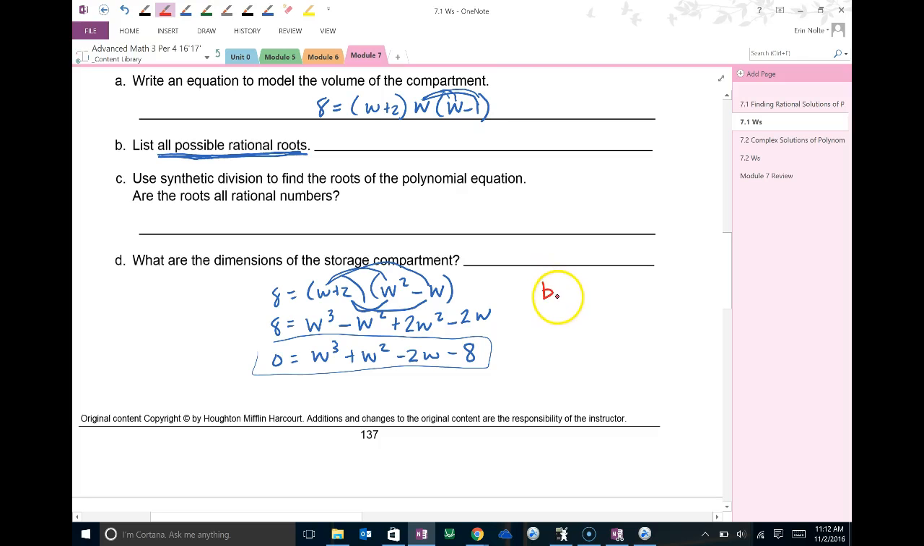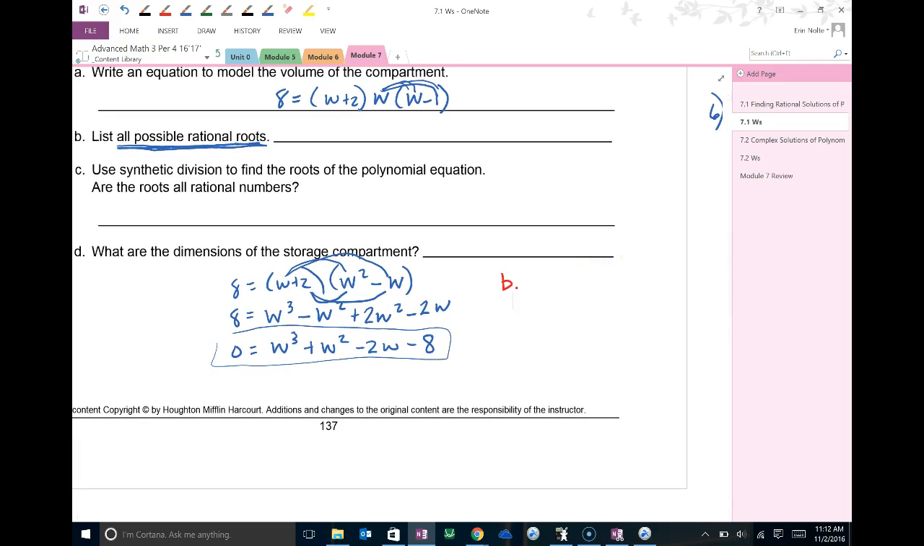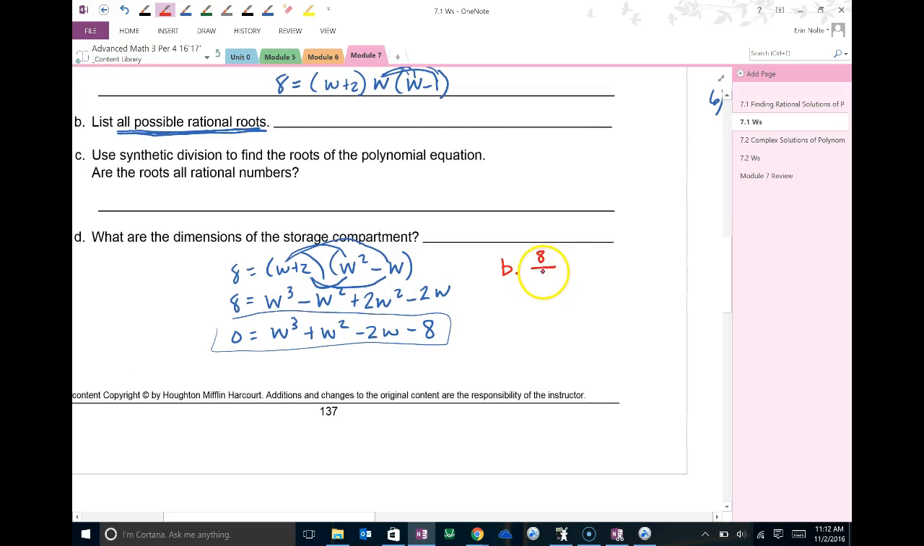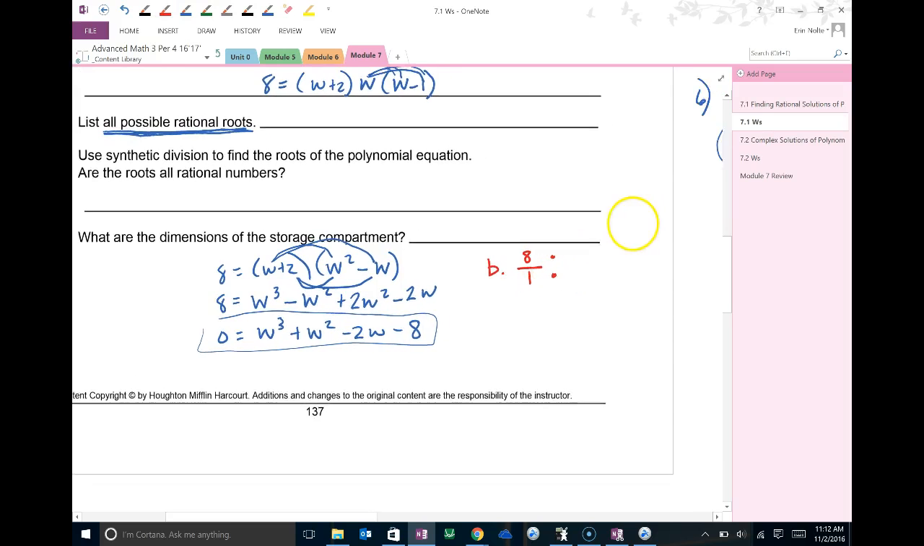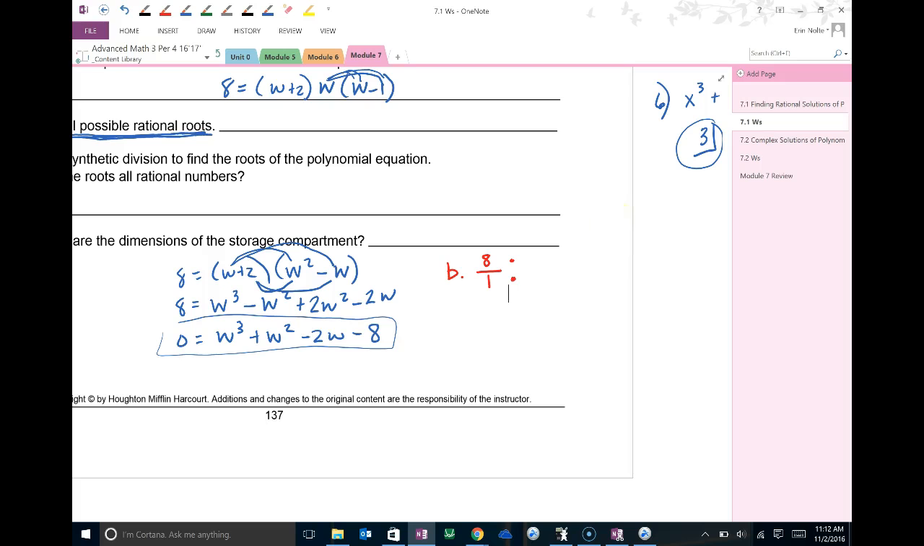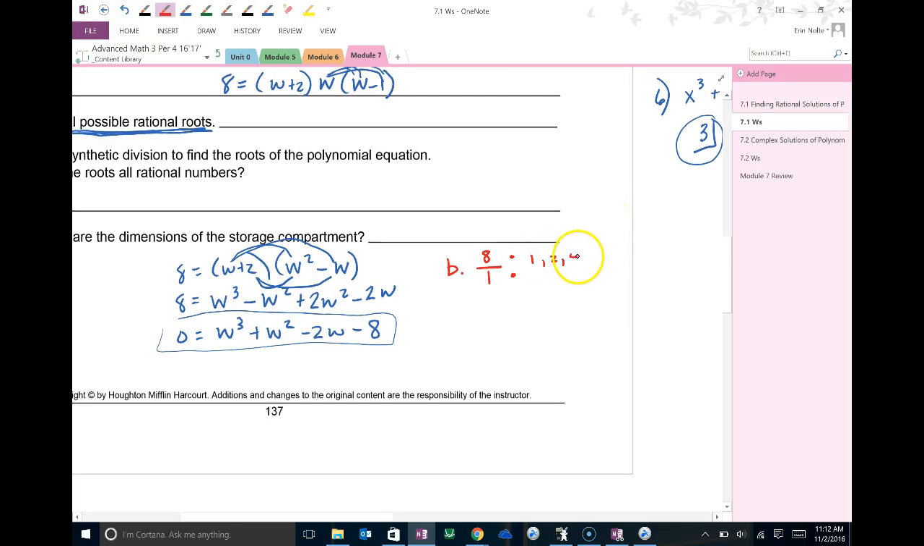Okay, so they specifically ask us to list the possible rational roots. So I need to do my constant, which is what? Negative 8, so I'm just going to use 8. And what's my leading coefficient? 1. Okay, so my little thought bubble is, what are all the factors of 8? 1, 2, 4, 8. And since all of these are over the factors of 1, which is 1, my possible roots are going to be plus or minus 1, plus or minus 2, plus or minus 4, and plus or minus 8. So one of those is going to be my answer here.